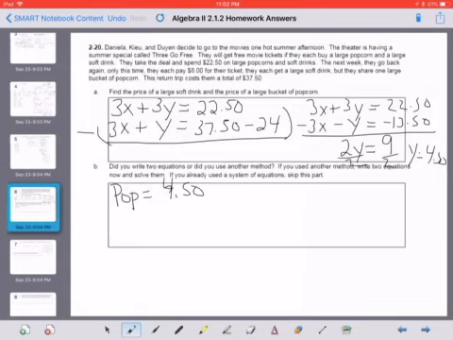And then when I plugged it back in, not going to go through the whole process, I ended up getting that my drink cost $3. So the reason I can skip part B is that part B said, did you write two equations? And yes, I did. So I can actually just skip part B.